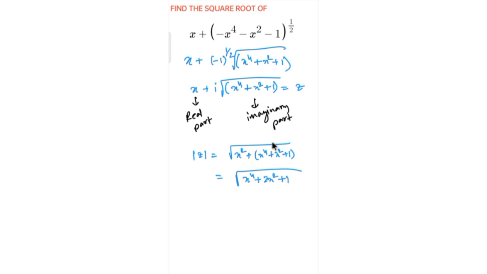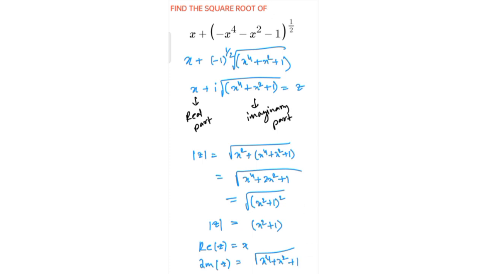So this is the value of mod z, and x power 4 plus 2x square plus 1 is root of x square plus 1 whole square, so we're going to get mod z to be x square plus 1. So this is mod z, we take the positive value. And what's the real part of z? Real part of z is x, and imaginary part of z is root over x power 4 plus x square plus 1.